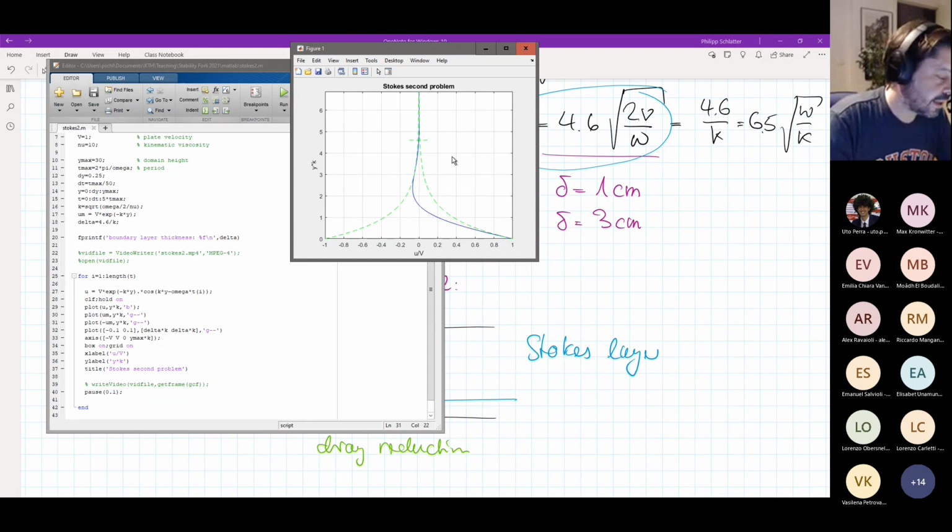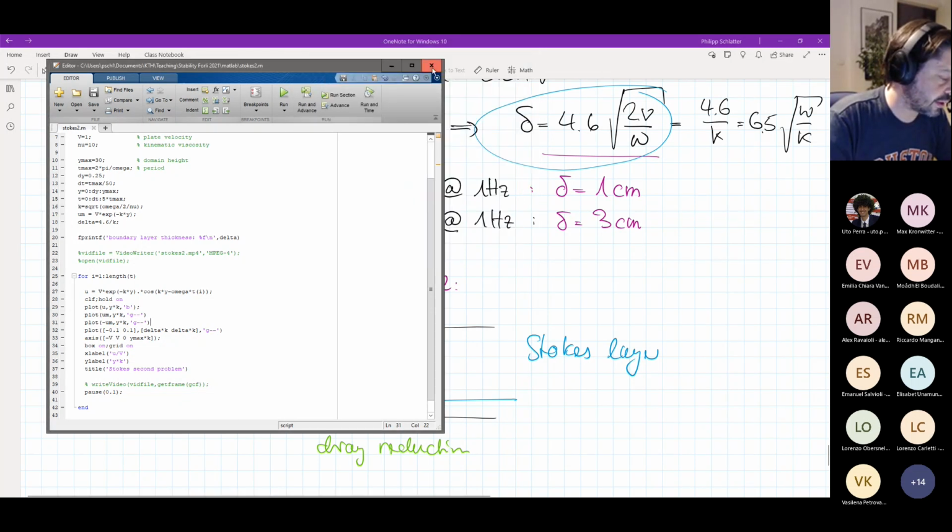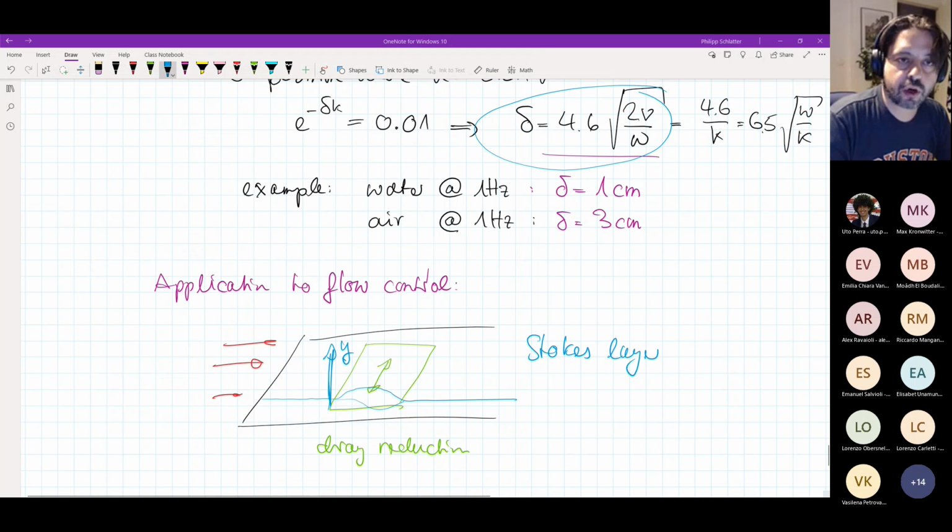Okay, I guess with this demonstration, I would like to close my discussion of Stokes' first and second problem, and in that sense also close the first part of our course, namely the exact solutions for certain viscous flow problems. So therefore, my question would be: do you have any questions or anything that is unclear or that we should discuss a little bit more?